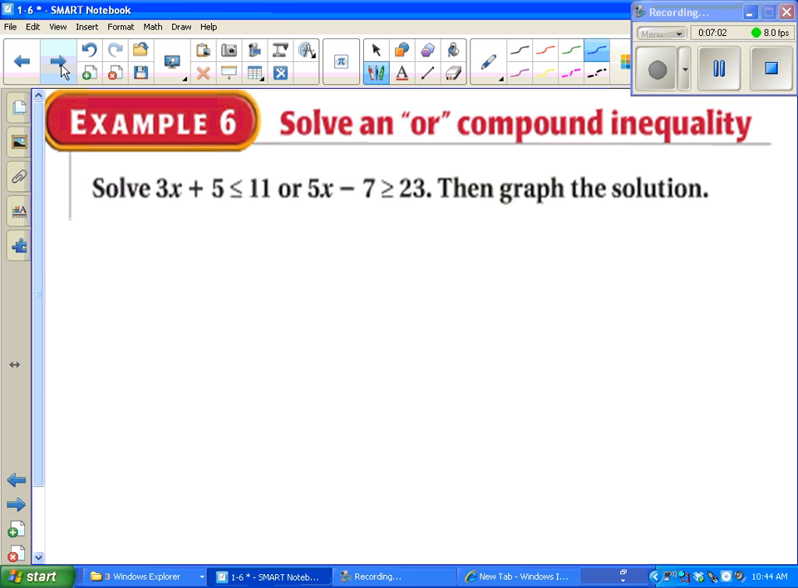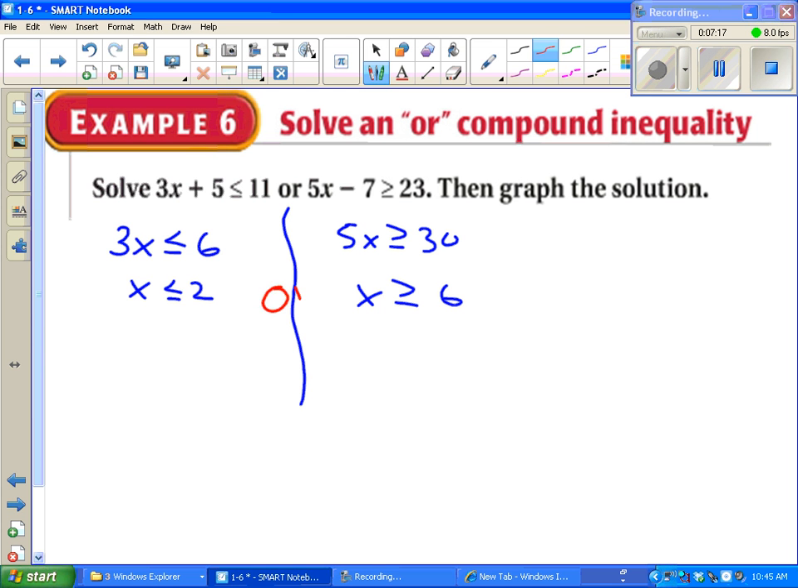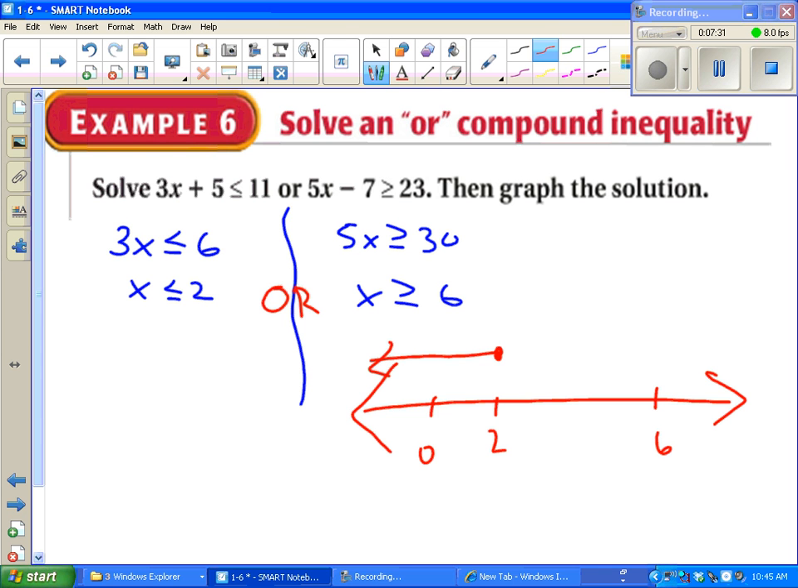OR inequalities are a little different. We basically treat these as 2 separate problems. We're going to solve both of them, and then we'll do our graph. Notice once we solve these, we still got to keep in mind that this is an OR problem. So when we draw our graph, I want numbers less than or equal to 2, or greater than or equal to 6. So I see the OR, and I know I did it right. I'll be looking for the dots and the shading.